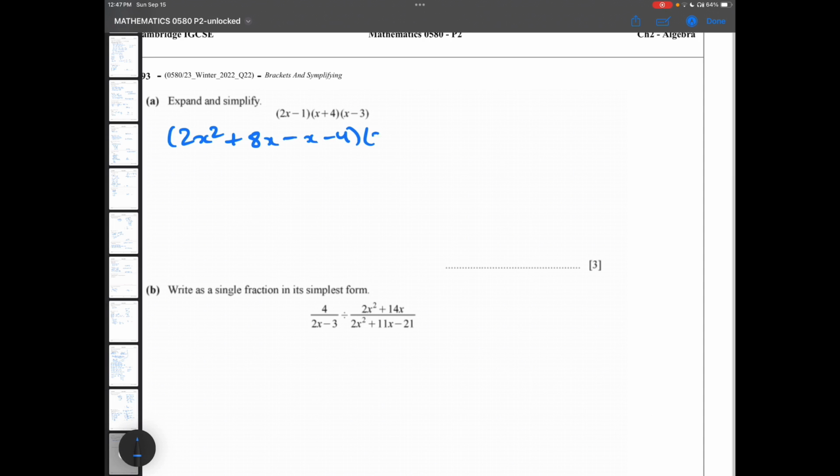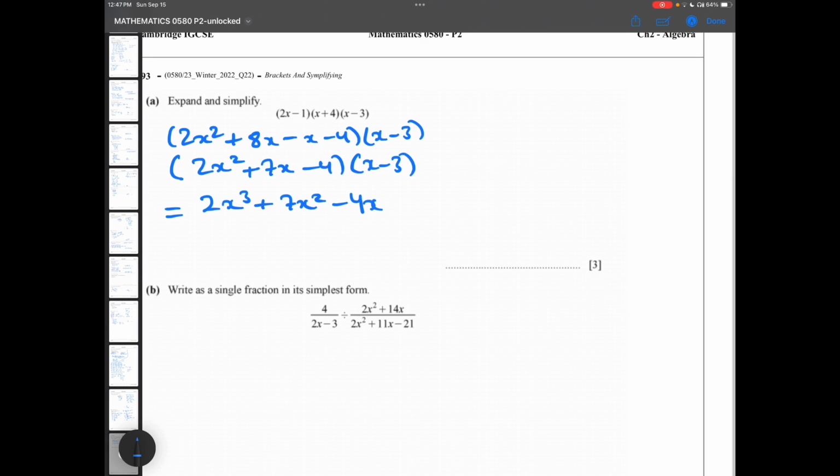Now this is being multiplied with x minus 3. First, let's do a bit of simplification. 2x squared plus 8x minus x is plus 7x, minus 4, into x minus 3. Now first, let's multiply x with the whole bracket, that is 2x squared plus 7x minus 4. When I multiply x with 2x squared, I get 2x cubed. Then I multiply x with 7x, I get plus 7x squared. Then I multiply x with minus 4, I get minus 4x.